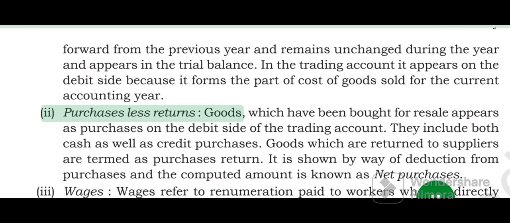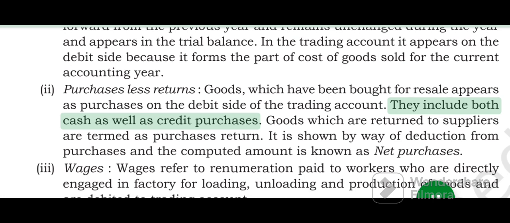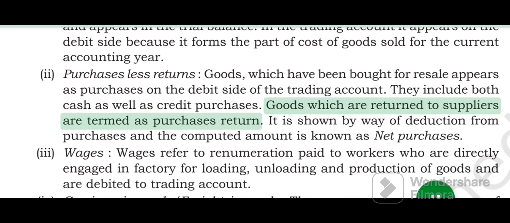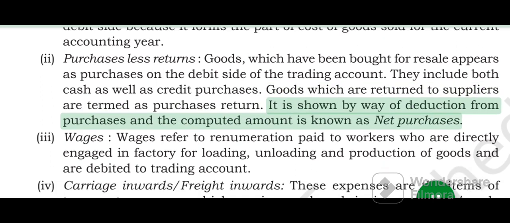II. Purchases less returns. Goods which have been bought for resale appear as purchases on the debit side of the trading account. They include both cash as well as credit purchases. Goods which are returned to suppliers are termed as purchases return. It is shown by way of deduction from purchases and the computed amount is known as net purchases.